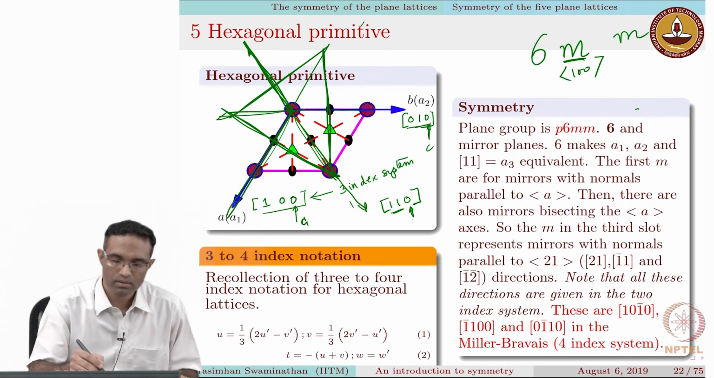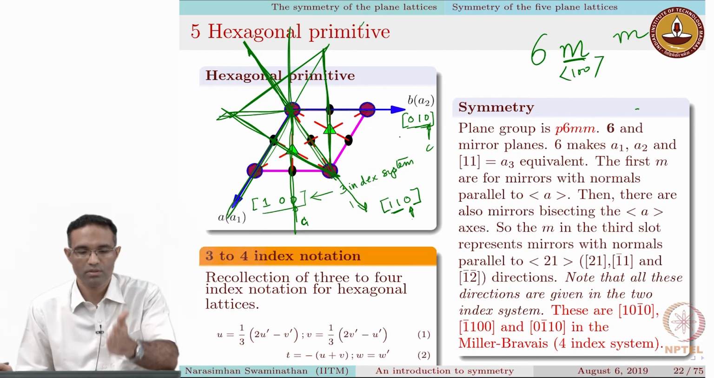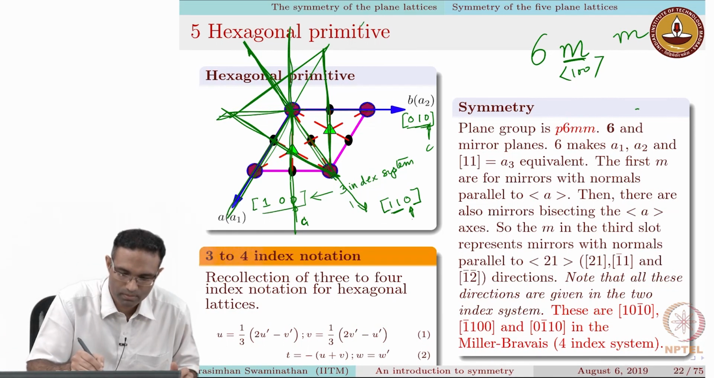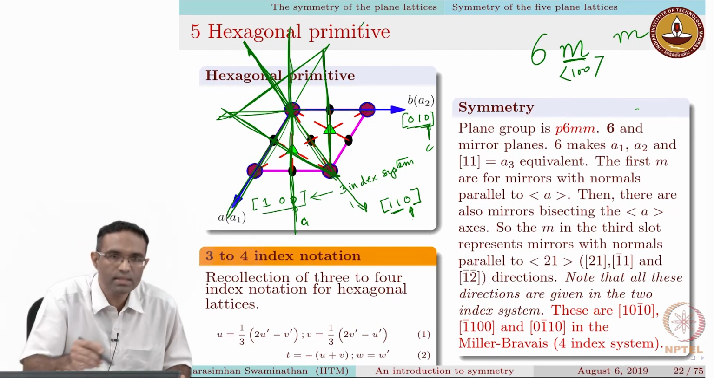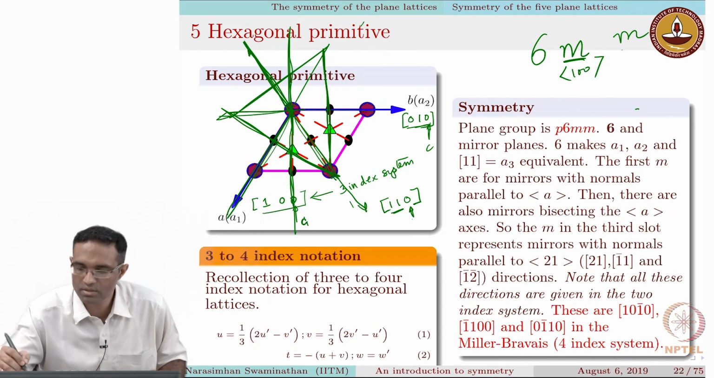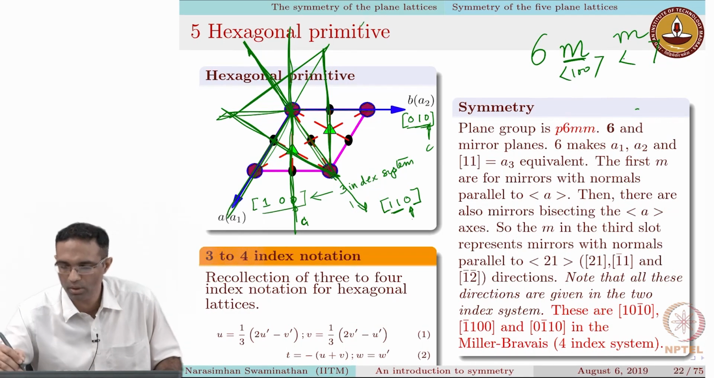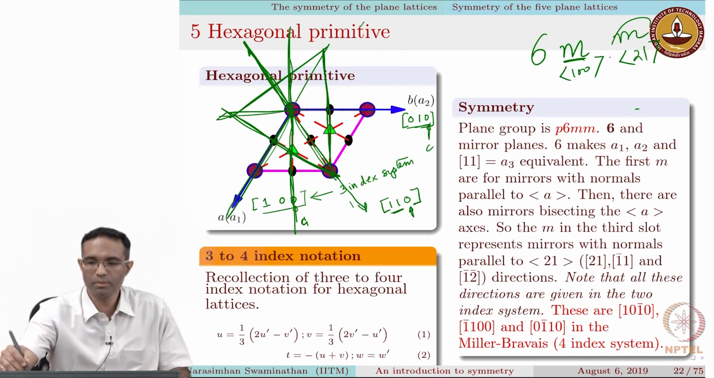And the next M are the mirrors which have the bisectors of these A, B and C as the normals. So this one, for example, as the normals. That means the B, the A and the C axis themselves are the mirrors. So this is the other set of axes. You can talk about them as 2, 1 or equivalent: 2, 1 bar 1, 1 bar 1, 2 bar directions are all this mirror basically refers to.